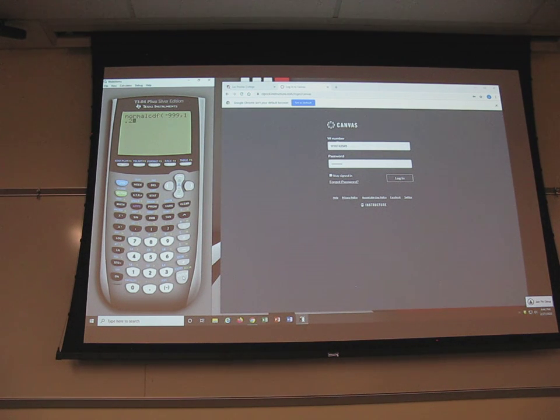If you have a fancy calculator, then you make sure that your mean is 0 and your standard deviation is 1. Mean of 0, standard deviation of 1.